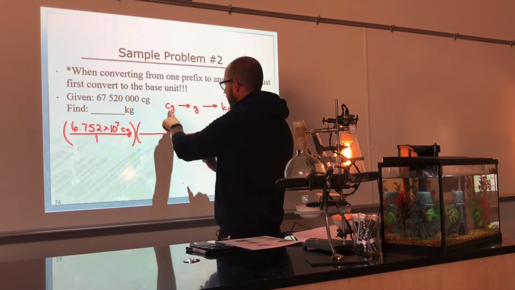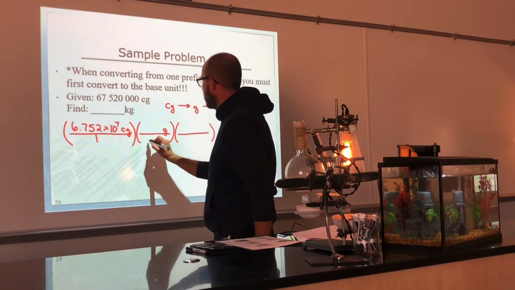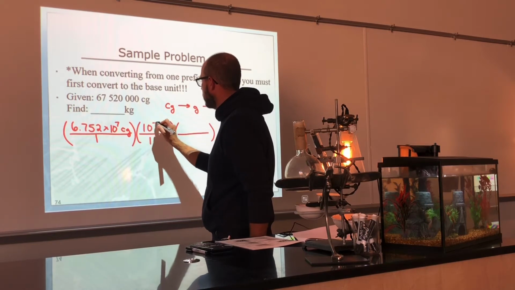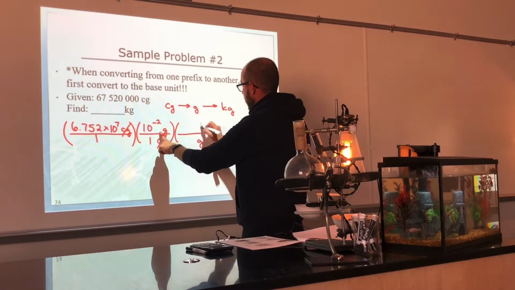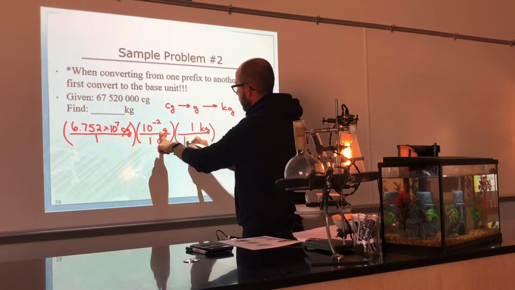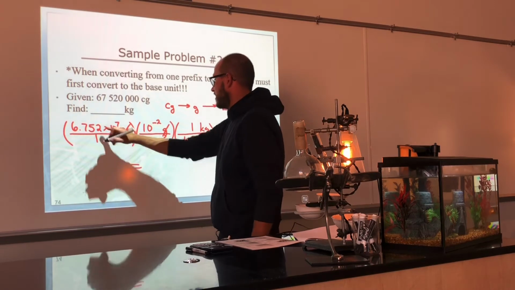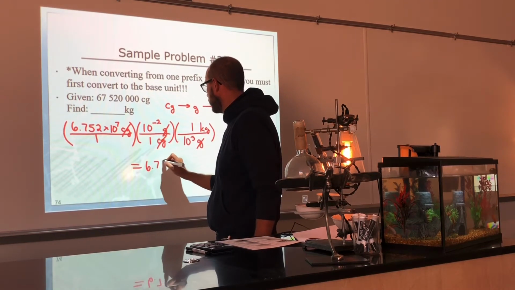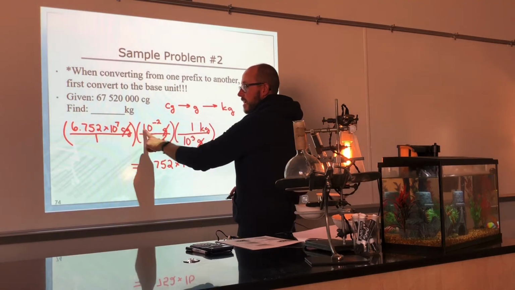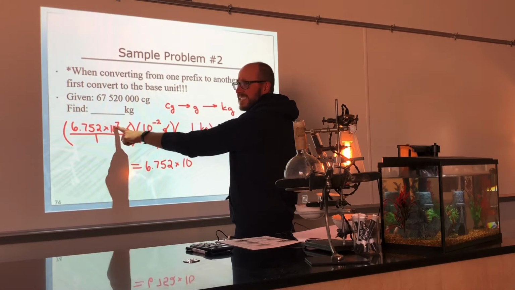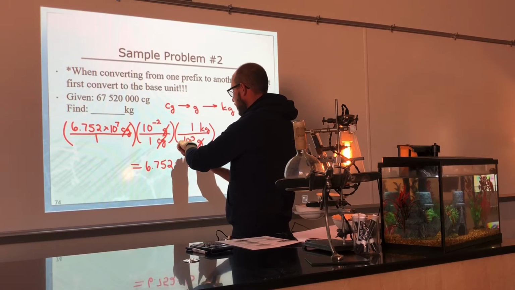And in the first one, we're getting rid of centigrams and going to grams. Centigrams on the bottom, grams up top. So this is 1 centigram is 10 to the minus 2 grams. Centigrams cancels. In the next step, we're getting rid of grams and going to kilograms. 1 kilogram is 10 to the 3rd grams, and gram cancels. So of course we have 6.752 still. And for the times 10, we have this times this means 7 plus a minus 2, that's 5. And 5 minus 3 is 2.